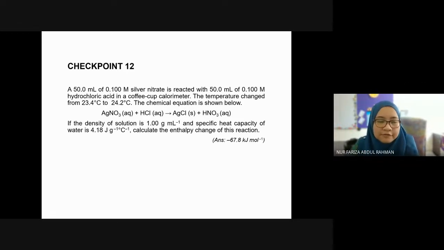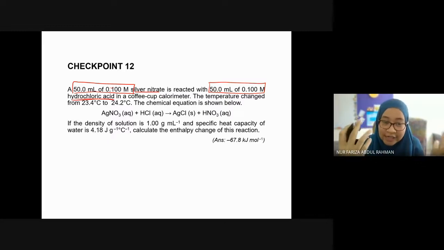Okay, checkpoint 12. A 50 ml of 0.1 molar silver nitrate is reacted with 50 ml of 0.1 molar HCl in a coffee cup calorimeter. Okay, all right. So as you can see, this is just to alert you guys, to make sure that you are aware of the situation that we have now. Okay, we have two pieces of information given there. It is enough, meaning we can extract out the mole. This is for silver nitrate. This is for hydrochloric acid. Okay, this is just to alert you. But not always, maybe there is a possibility of limiting reactant. But maybe not. Okay, so what should we do?